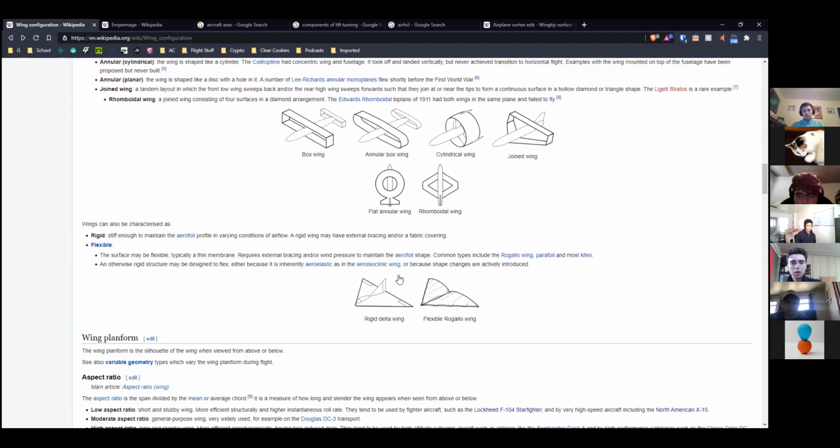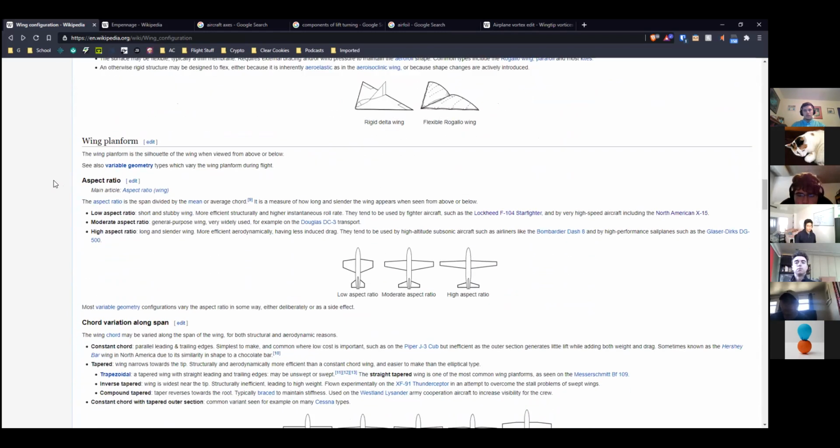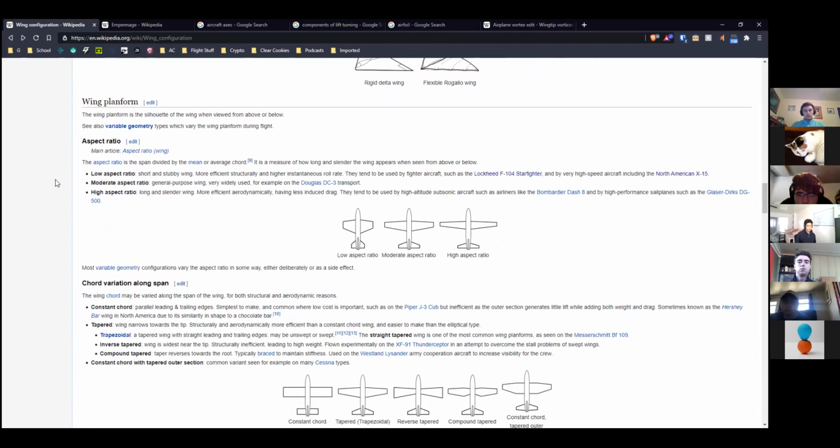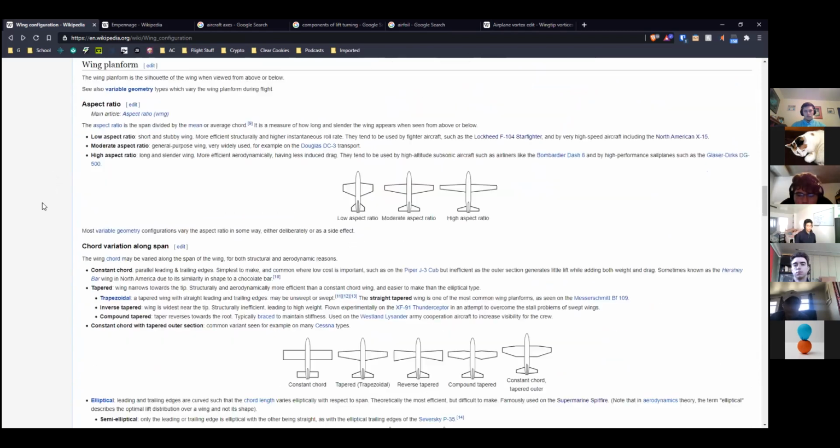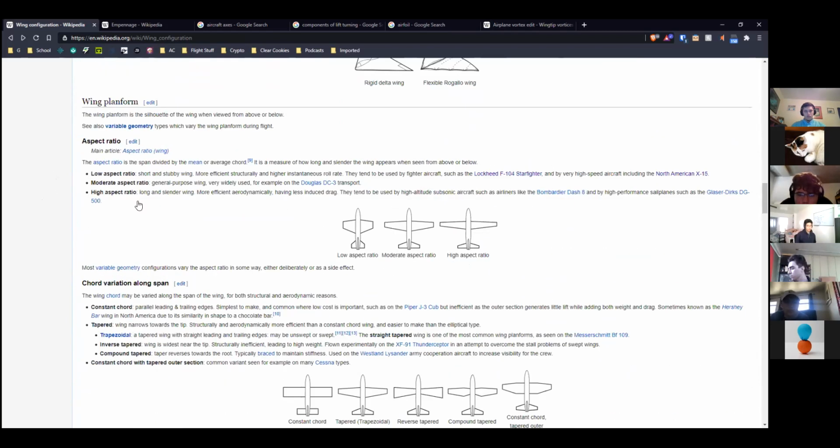Flexible wings are basically kites, so we don't have to worry about that. Okay, on to actual planform. So there's a bunch of things that you can change in the planform of your wing. And I guess we'll just smash through them.